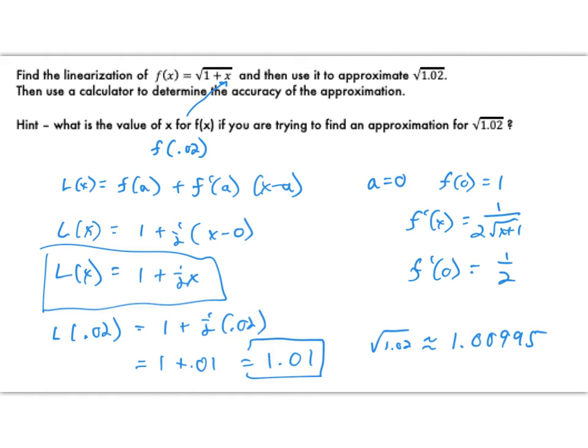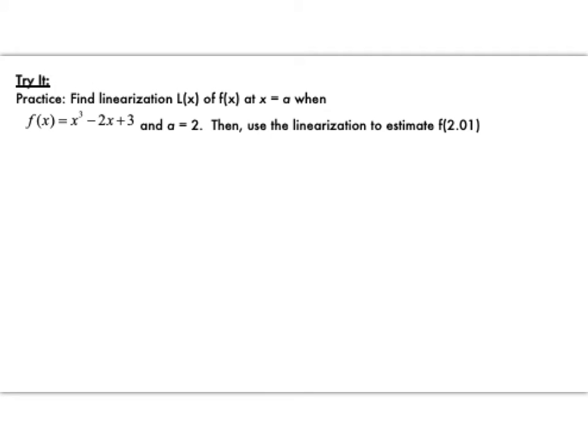Okay, we're going to find the linearization L of x of f of x when f of x is equal to x cubed minus 2x plus 3, and a is 2. And then we're going to use that linearization to estimate f of 2.01. So we need to come up with what our linearization formula is. L of x is f of a plus f prime of a times x minus a.